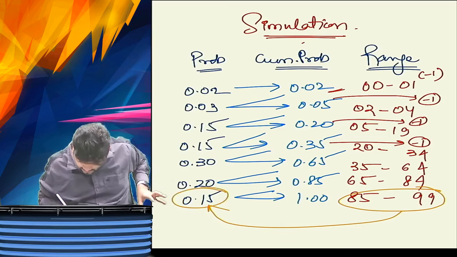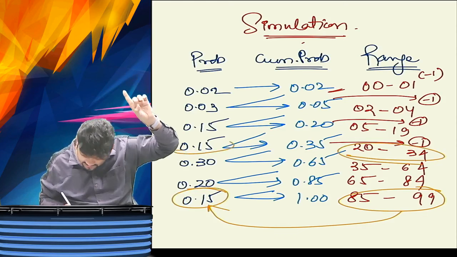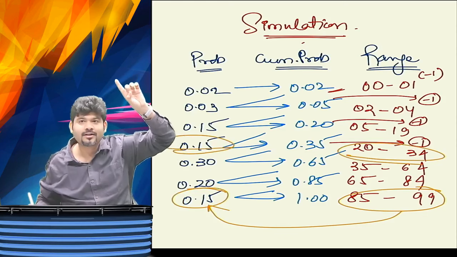That is 15, and here the probability total is also 15. Check any one, 20 to 34: 20 to 34 are 15 numbers. See the probability here, 15. Are you clear?